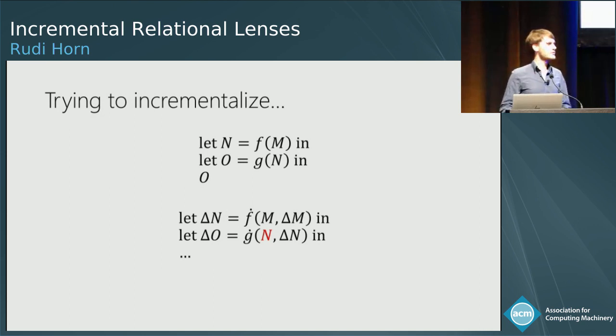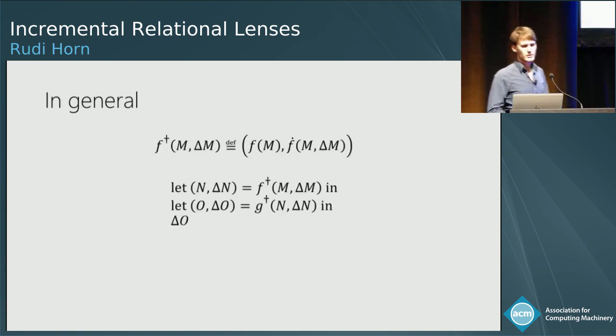So okay, let's try to incrementalize my expression. Let's say I've got this let n equals and let o equals, and I want to know o. I start by saying, okay, well, I want to know delta n, so I'll replace that with the derivative, and then I get to G prime, and that requires n, but I don't know n anymore. So what can you do?